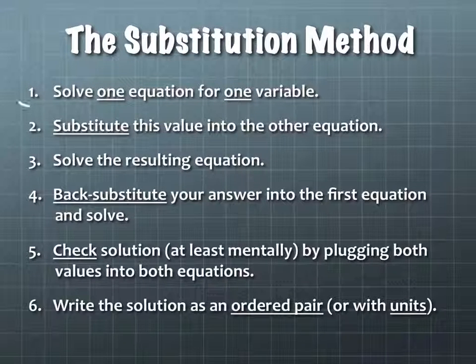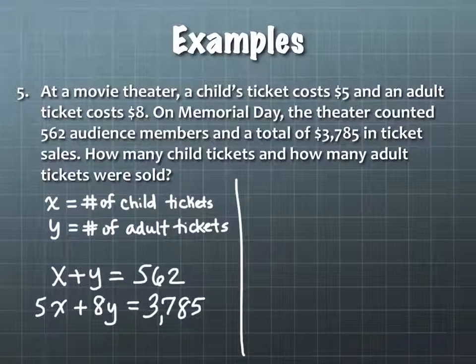So the first step in our method is to solve one equation for one variable. Now, one of these equations is easy to solve for a variable, and the other one is not. Which equation is easy to solve for a variable? The first one. What makes the second one not so easy to solve for a variable? Yeah, there's a coefficient in front of both of my variables in the second equation. So let's take the first equation. I'm going to write my steps out like this. You don't necessarily have to write steps out, but I just want to make very clear which ones I'm doing.